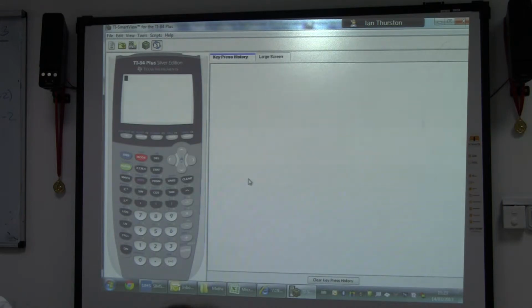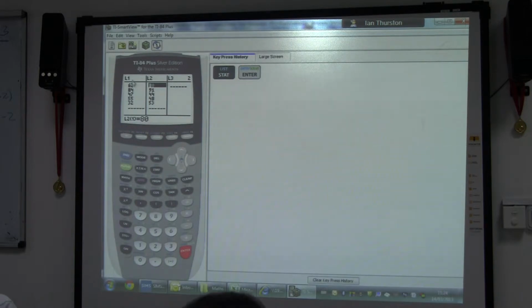Okay, so we need to be able to enter the data from that. How do we do it? Which button? Stat. Well done. Stat and edit, so, enter. Look at that, all those numbers are already in there. Here's one I made earlier. The X values go into L1, so these are all the math scores down there.